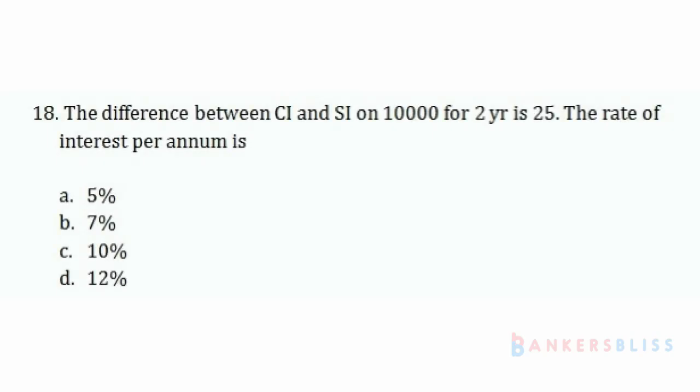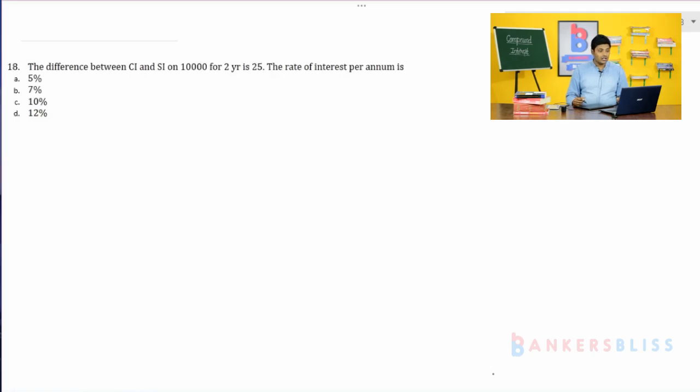Problem 18: the difference between the compound interest and simple interest on rupees 10,000 for 2 years is 25. The rate of interest per annum is how much? Okay, so you have to calculate the rate of interest per annum. When they give the difference between the compound interest and simple interest for 2 years, you can directly go for a formula. You can solve through concept, but directly you can go through the formula.